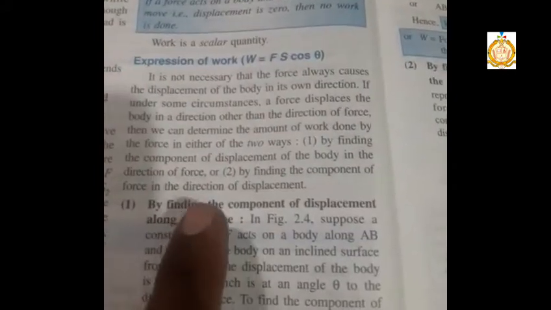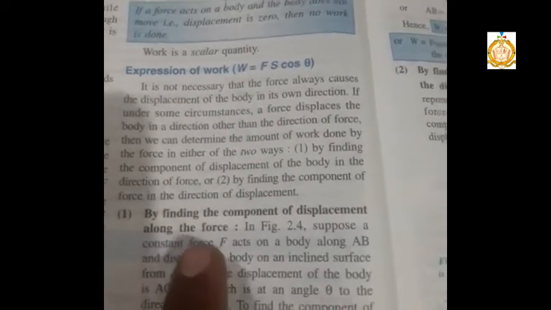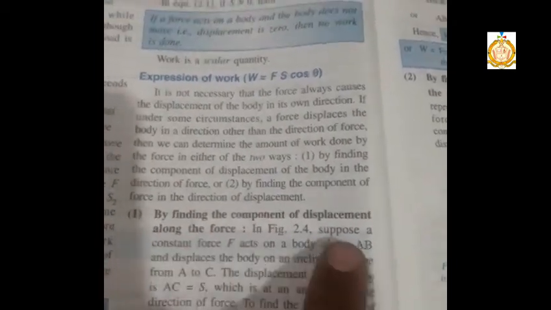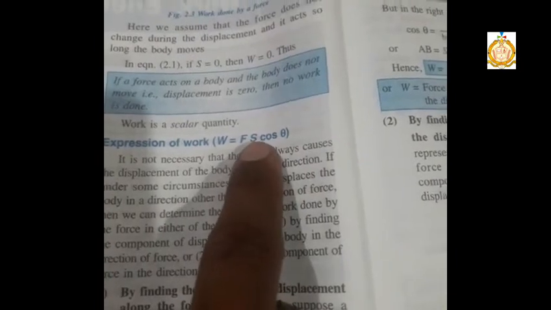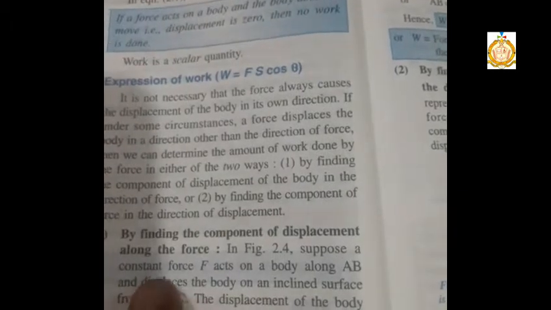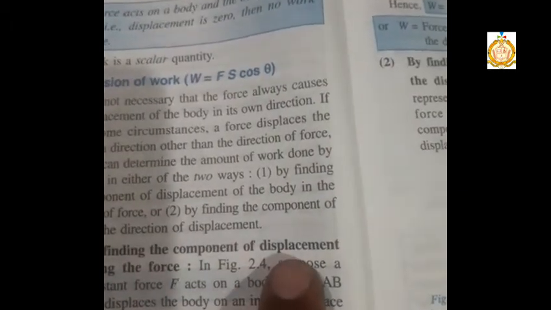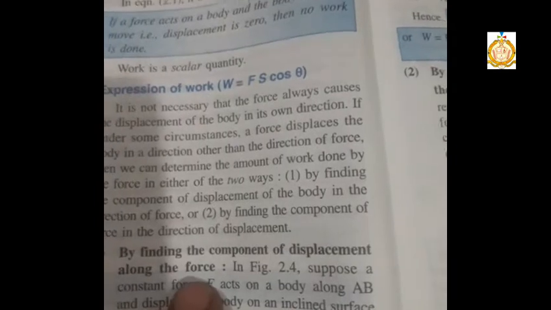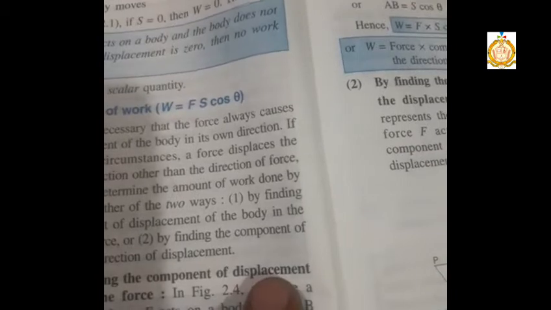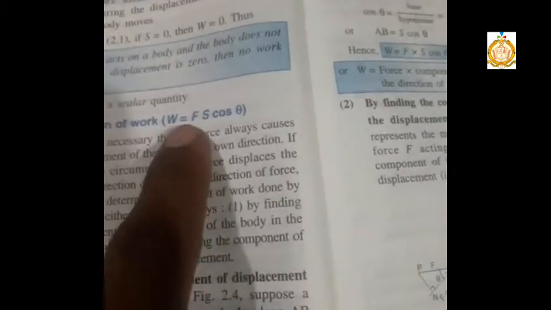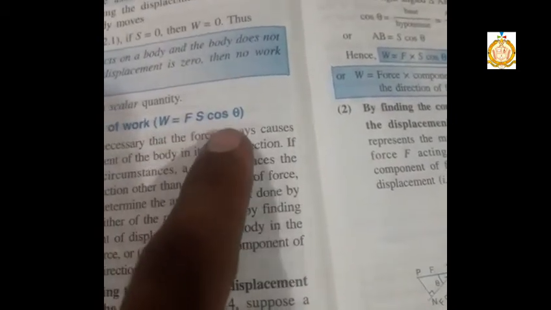I will explain how you can use the formula W = Fs cos theta. First of all, by finding the component of displacement. When you have to find the component of displacement, because cos theta is multiplying with S, the force is acting in some direction, and we have to find the component of displacement along the direction of force. Then we can use the formula W = Fs cos theta.